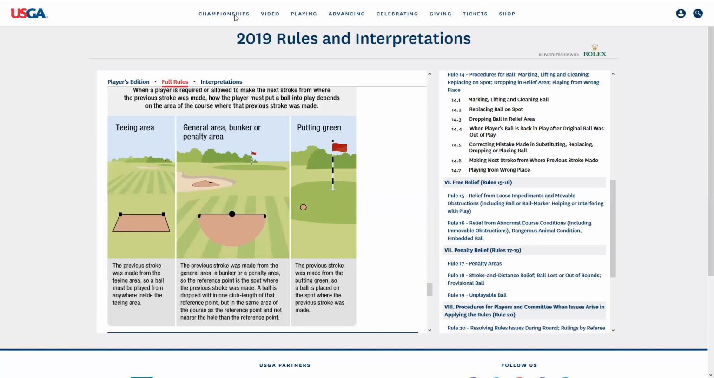No. You are required to play from the teeing area. You don't have to drop it. You don't have to place it. You don't have to replace it. You have to play from the teeing area.